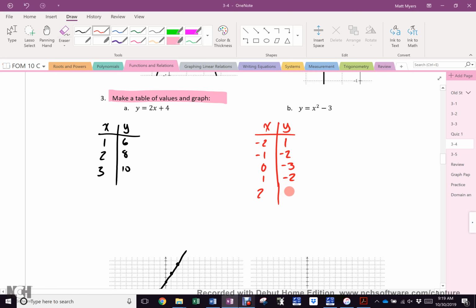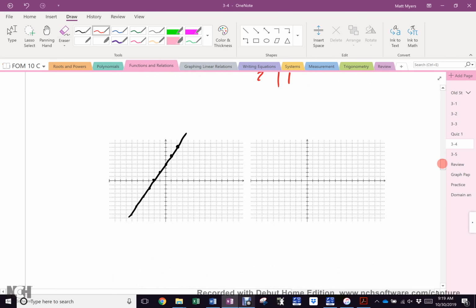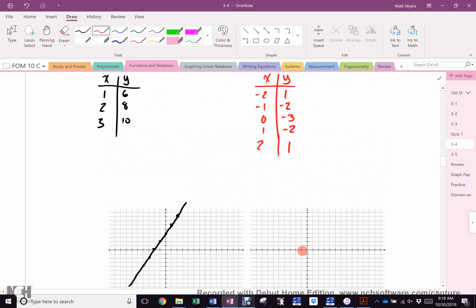Look again. 1. Let's do the graph, shall we? Negative 2, positive 1. Okay, there's a dot, no problem. Negative 1, negative 2. Okay, there's a dot, no problem. 0, negative 3. There's a dot, no problem. And it makes the fancy curve, which we call a parabola, which you don't have to care about until next year.